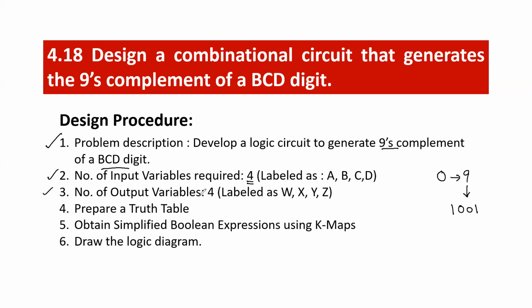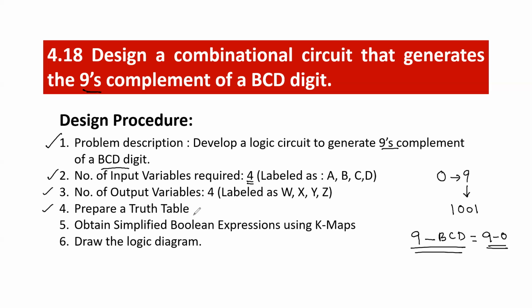Next is the number of output variables required. The number of output variables is also 4, because we have to find the 9's complement of this BCD digit. The 9's complement is obtained by subtracting a BCD digit from 9. So 9 minus the BCD digit also gives digits from 9 to 0. The largest digit is again 9, so it again requires only 4 bits. So the number of output variables should be 4, labeled W, X, Y, Z.